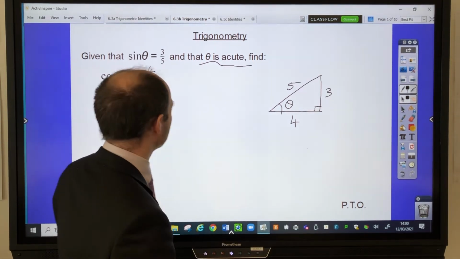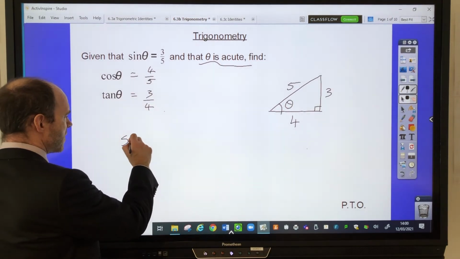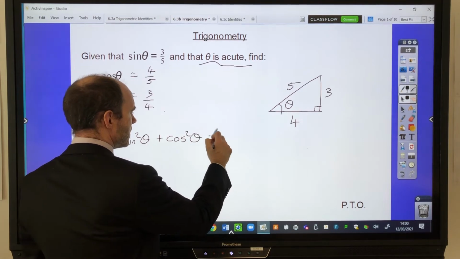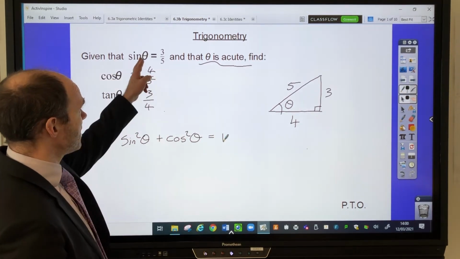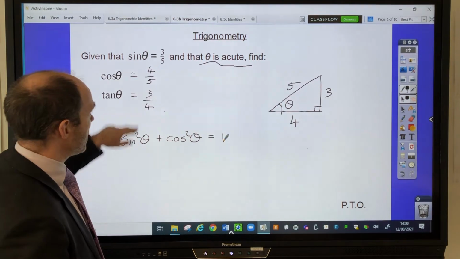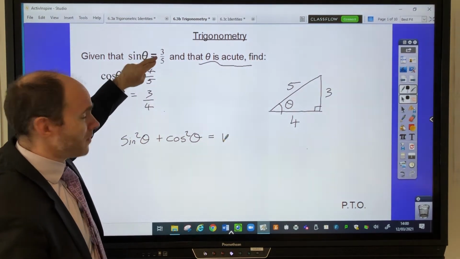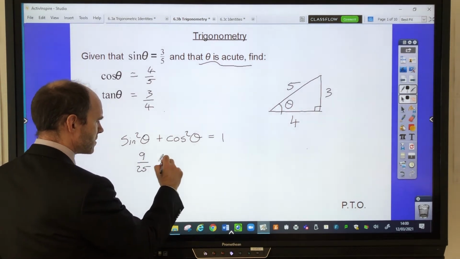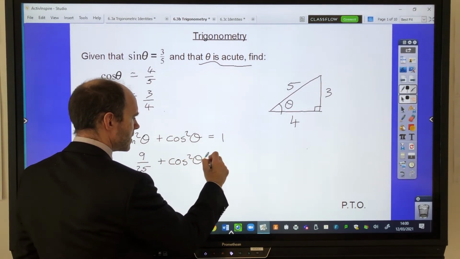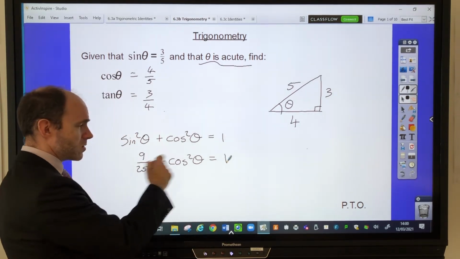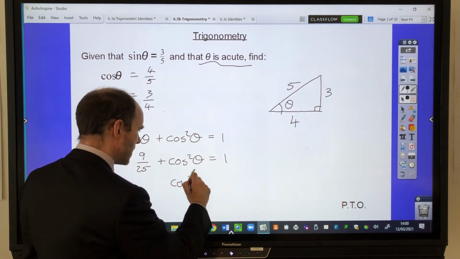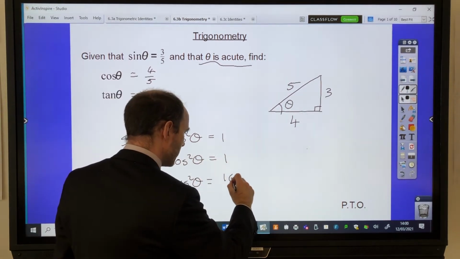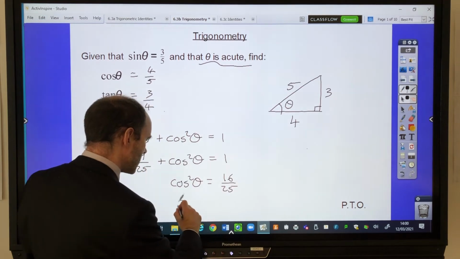What's the alternative? Well, the alternative is you could use this identity here. Sine squared theta plus cos squared theta is equal to 1. And because you know what sine theta is, you can put it in. So sine squared theta will be that squared. 3/5 squared is 9/25. So 9/25 plus cos squared theta is equal to 1. And then if you just put this onto that side, you'll have cos squared theta is equal to 1 subtract 9/25. That's 16/25. And then you just take the square root of both sides.